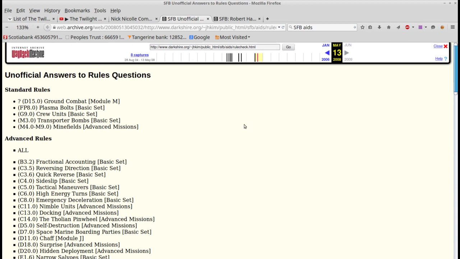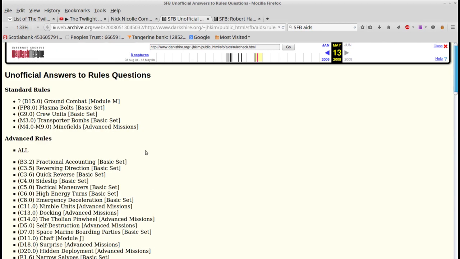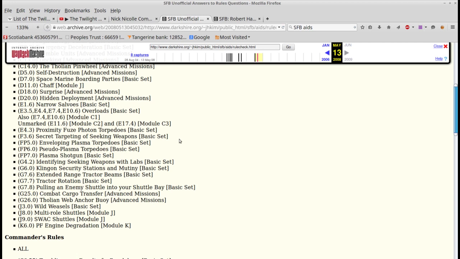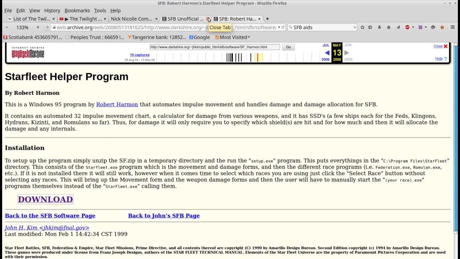This is a rules checklist. So if you just print this out as a piece of paper and you're playing with a group for the first time, you want to know what rules are being used and which rules are not being used. You can just put a little check mark beside them or a little X kind of thing. There's even a little Starfleet Battles helper program that used to run on Windows 95. So I guess if you get some sort of an emulator for your tablet, you could still run this on a tablet.